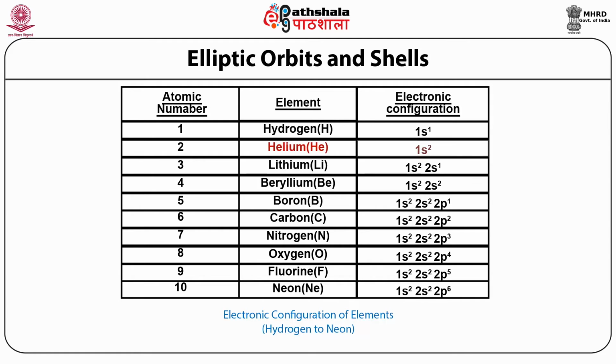For helium, it is 1s2, because both the electrons can be accommodated in the 1s orbit. And then lithium, beryllium, and so on. And finally, neon is an inert gas, because both K and L shells are completely occupied. 2 electrons in the K shell, and the remaining 8 electrons are accommodated in the L shell, 2 of them in the 2s orbit and 6 of them in the three 2p orbits.